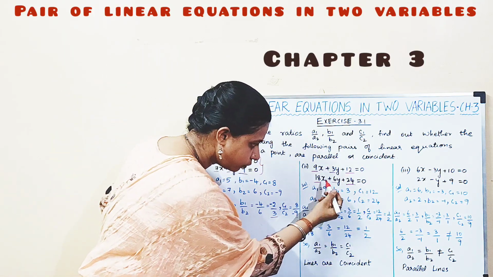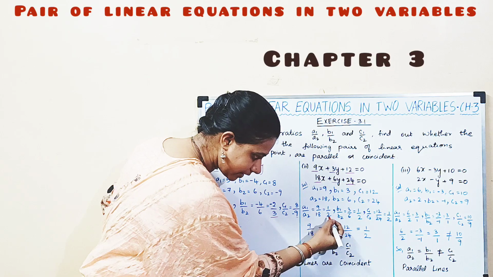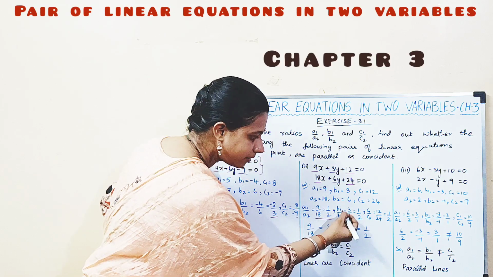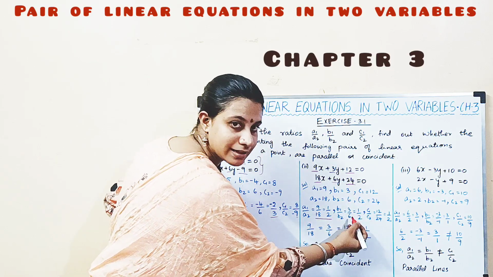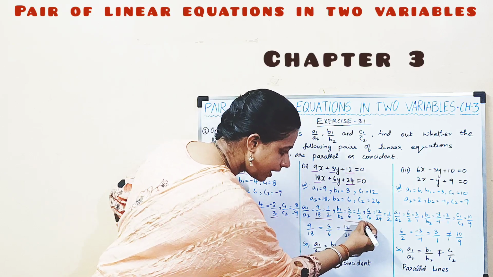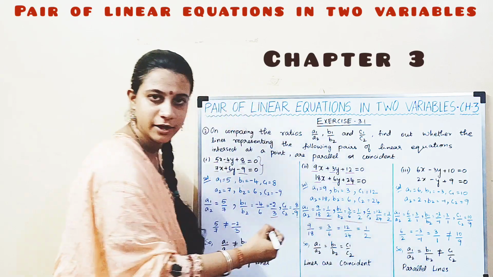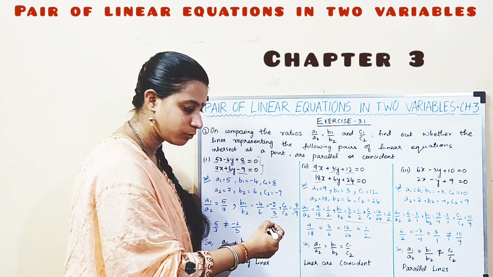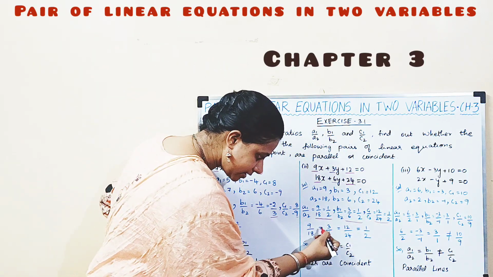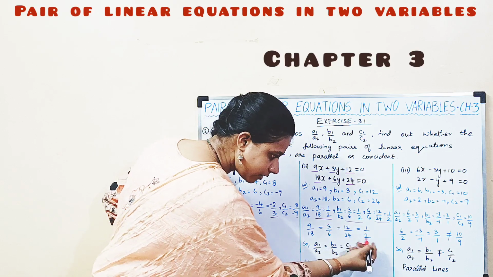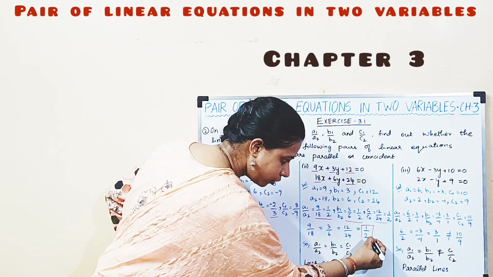a1 by a2 is equal to 9 by 18, that is 1 by 2, and b1 by b2 is 3 by 6, which is nothing but 1 by 2 when simplified, and c1 by c2 is 12 by 24, which is also 1 by 2. Okay, so we will take and write it down here separately. 9 by 18 is equal to 3 by 6 equal to 12 by 24 equal to 1 by 2.